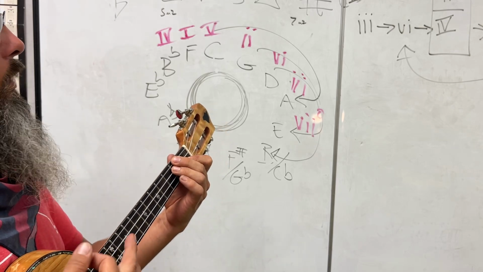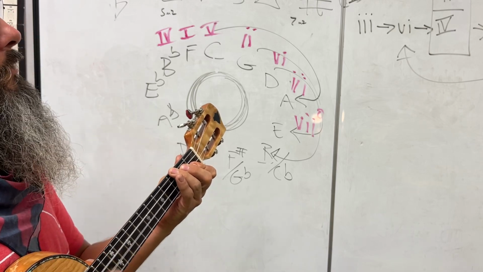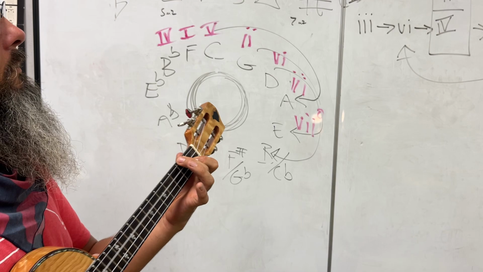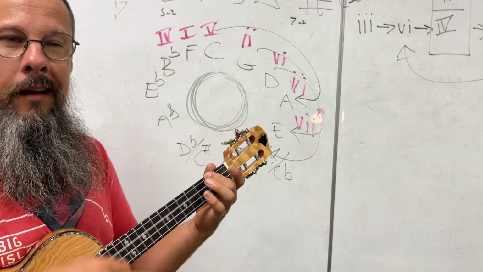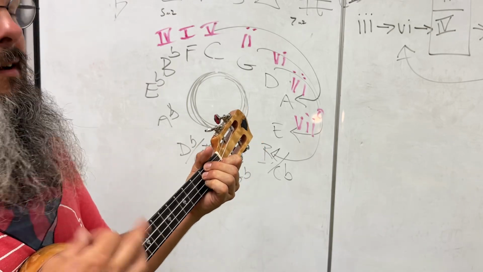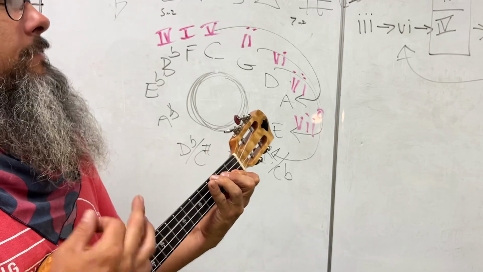And how about the 4 chord? The 4 chord is the B flat. And then to the 1. Let's try it again. A minor, D minor, B flat major, to the F major.